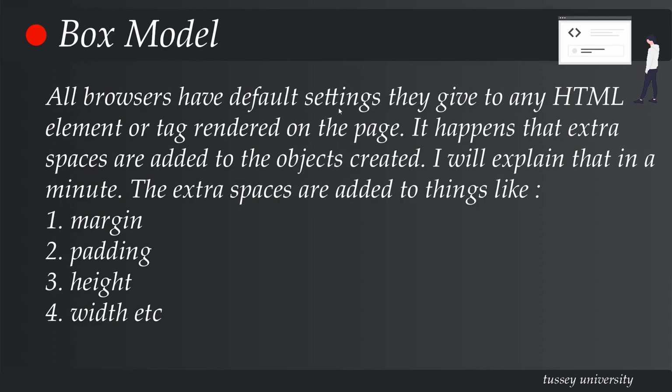Then we have the box model. You remember I said this: all browsers have default settings they give to any HTML element or tag rendered on the page. It happens that extra spaces are added, or values are added, to the objects created. I'll explain that in a minute. The extra spaces are added to these: one, margin; two, padding; three, height; and the fourth one is width, etc. All right. Let me show you what you should do.